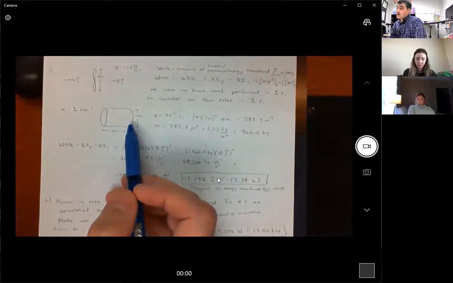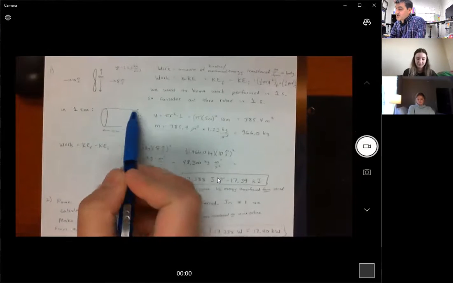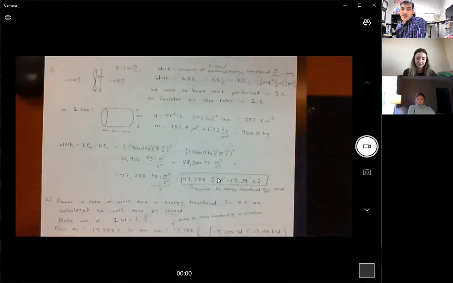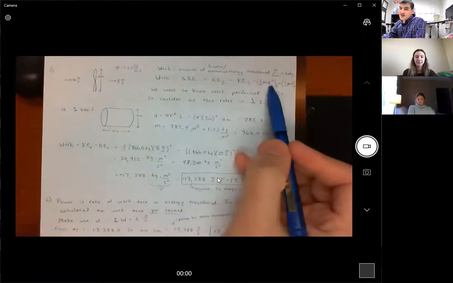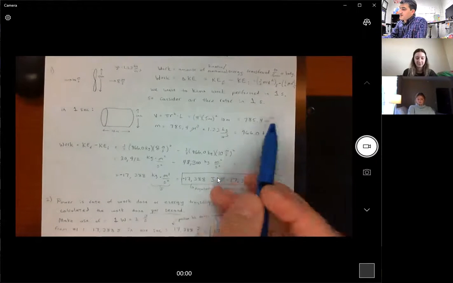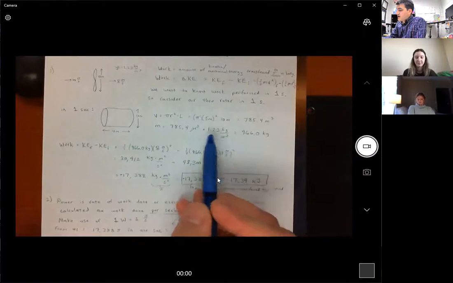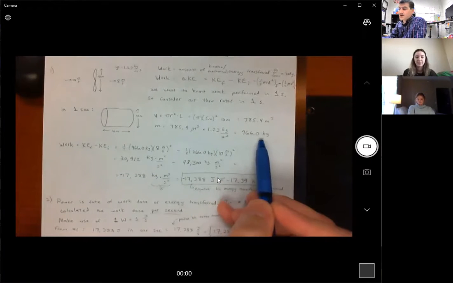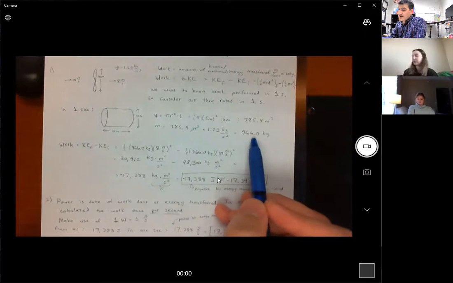To get the mass, what we're going to do is take the volume of this cylinder of air that is interacting with the wind turbine in 1 second, and then multiply that by the density of the air. That'll get us the mass of the air interacting with the wind turbine in 1 second, and then we can plug that in here. We've got the volume of this cylinder, take that times the density, and our meters cubed cancels out. So we get 966 kilograms. That is the mass of the air that is interacting with the wind turbine in 1 second.